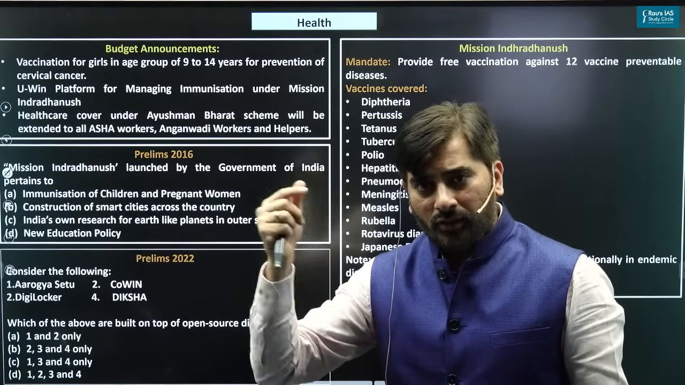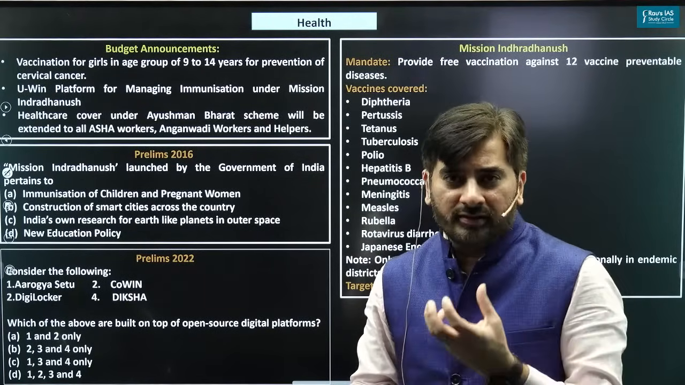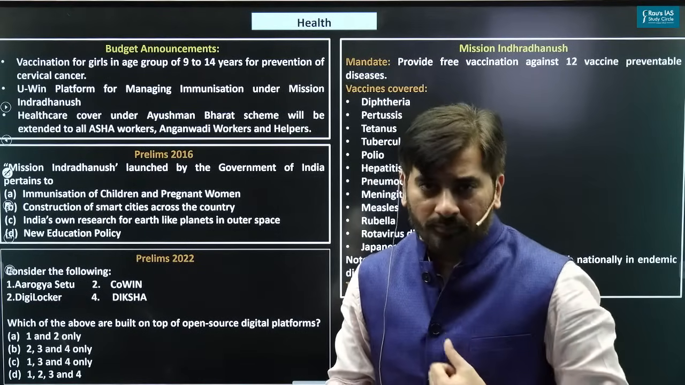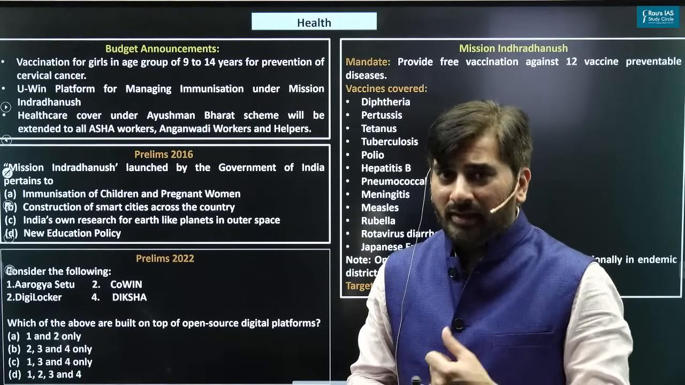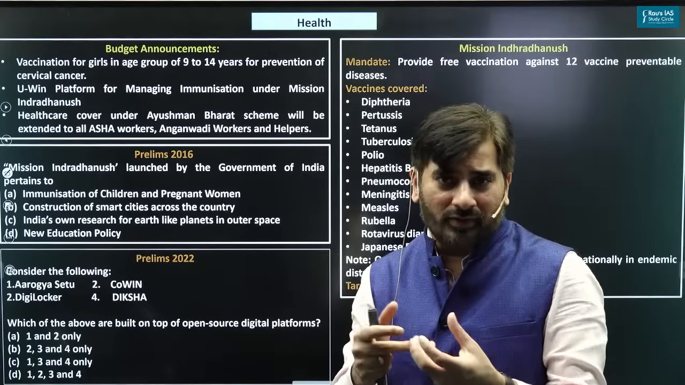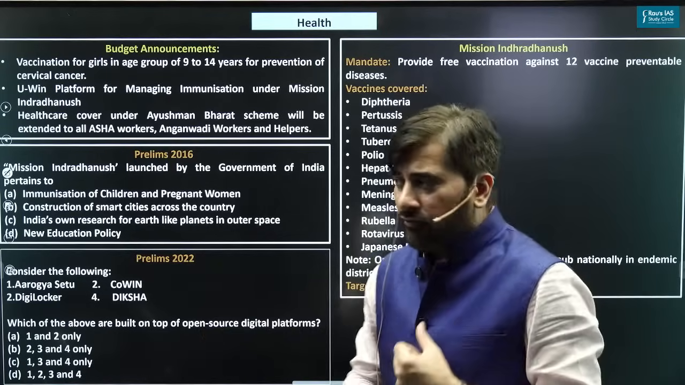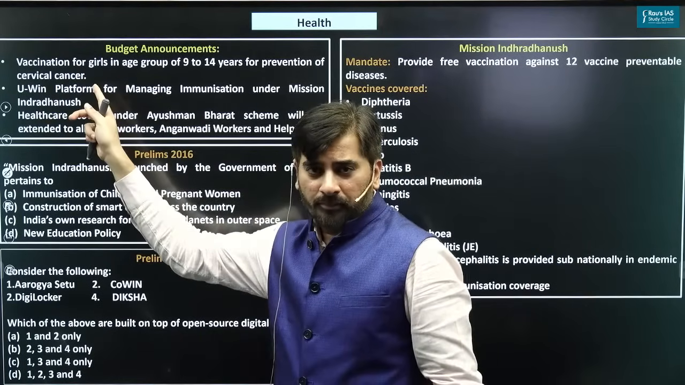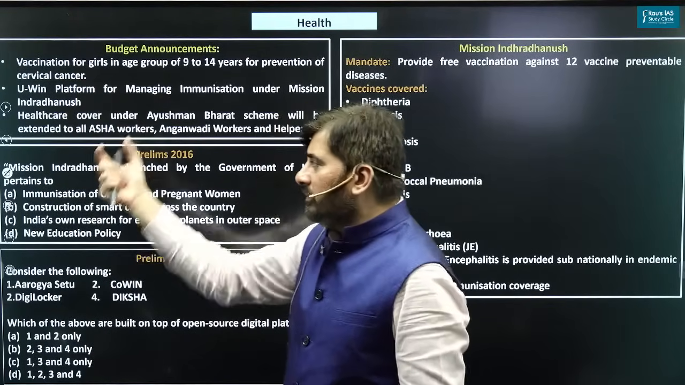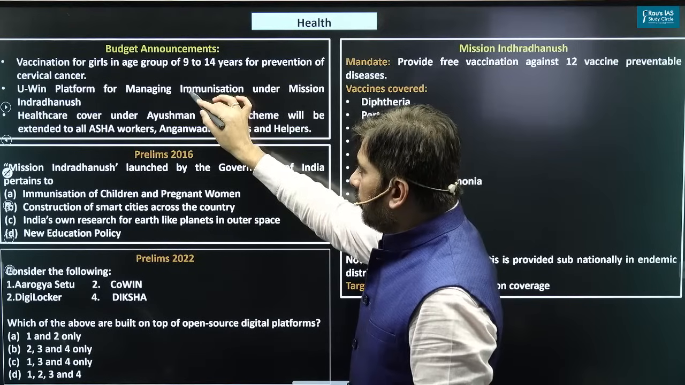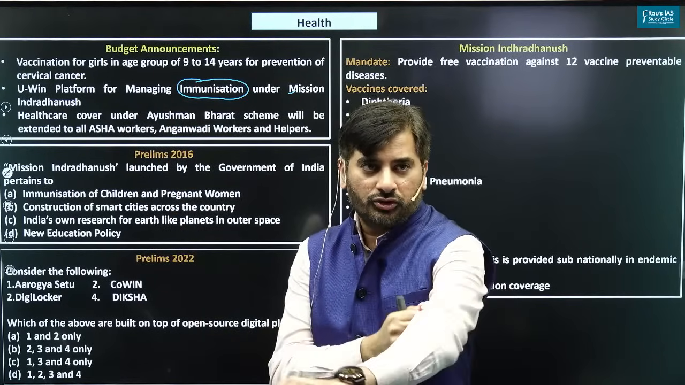Secondly, remember during the COVID-19 pandemic, the government had focused on creation of a separate platform called the CoWIN platform. The CoWIN platform was an open source platform which enabled the government to keep track of the vaccination coverage of COVID. Just like that, the government is now going to build a separate platform called the UWIN platform. This UWIN platform is going to be along the lines of the CoWIN platform, but it will be used for managing the immunization program under Mission Indradhanush.